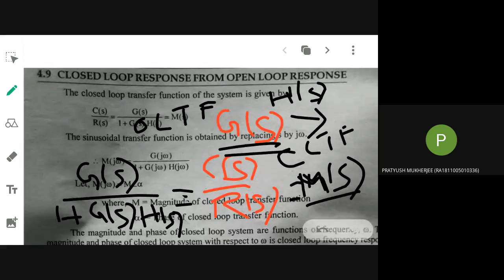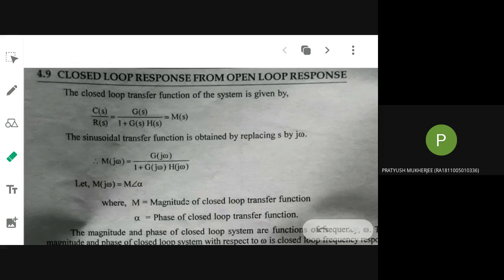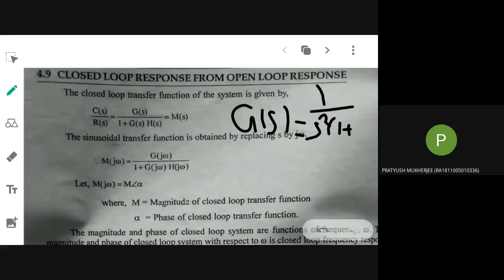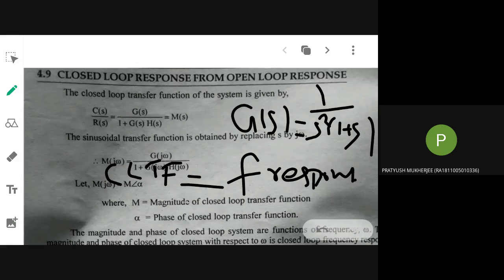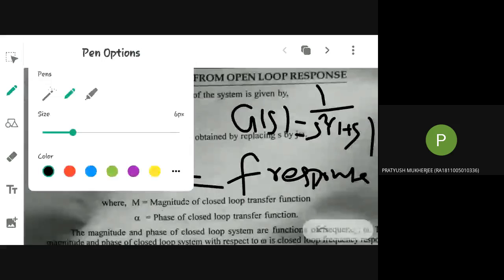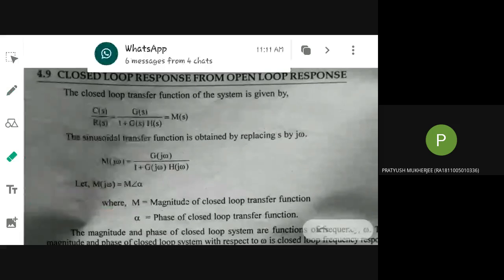Now in earlier problems, in the problem statement, did they give G of S or C of S divided by R of S? In the Bode plot problems and all, they specified the system in terms of G of S only, G of S equal to 1 by S squared into 1 plus S. Like that only they have given in the problem statement. But on the other hand, if the system is specified in terms of its closed loop transfer function, how to obtain the same frequency response is your question. So there are some particular methods for obtaining this closed loop response.